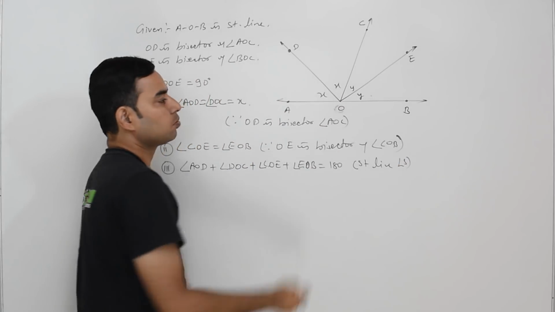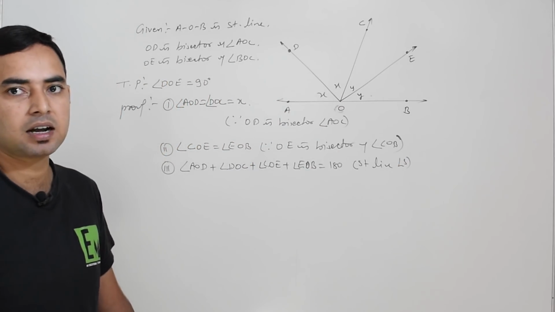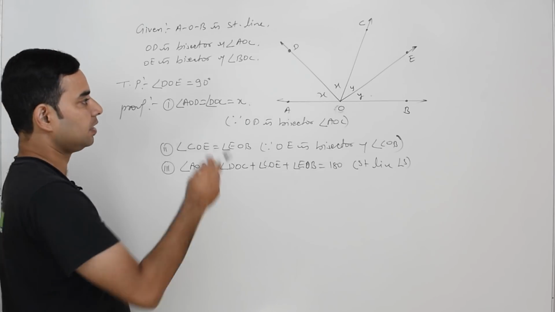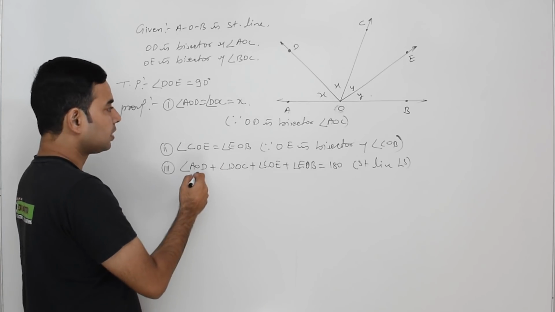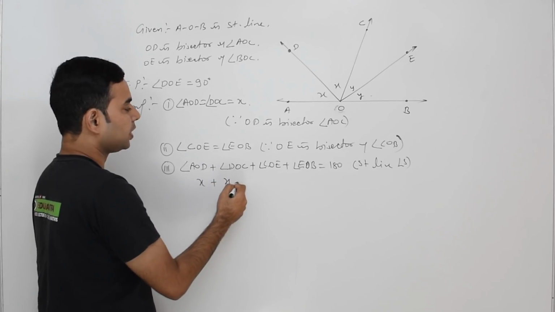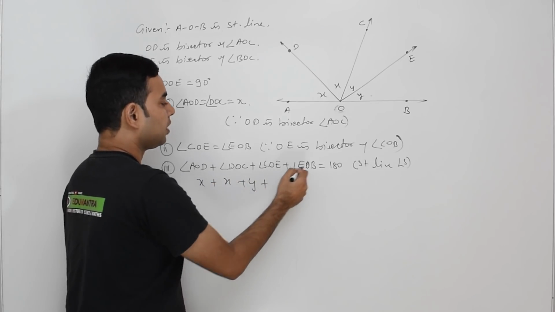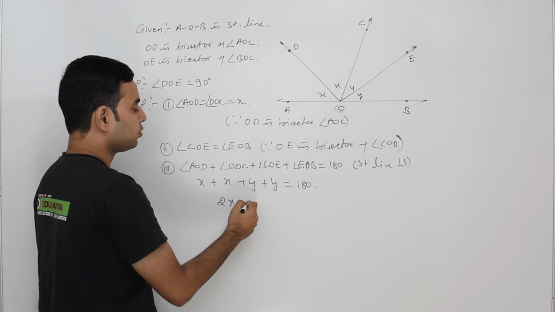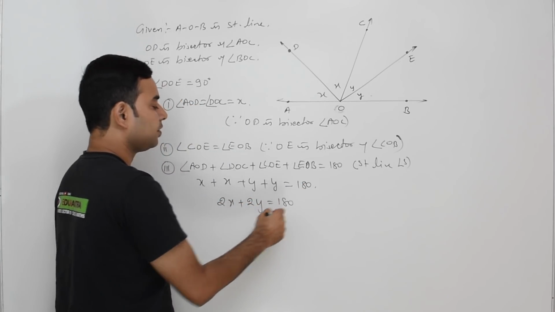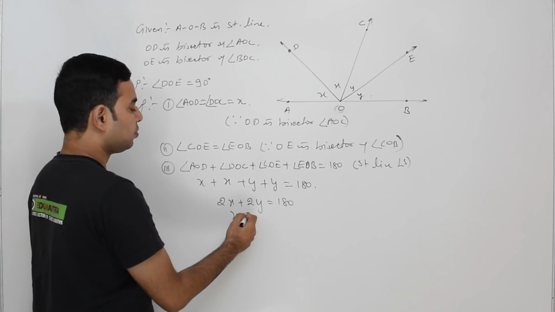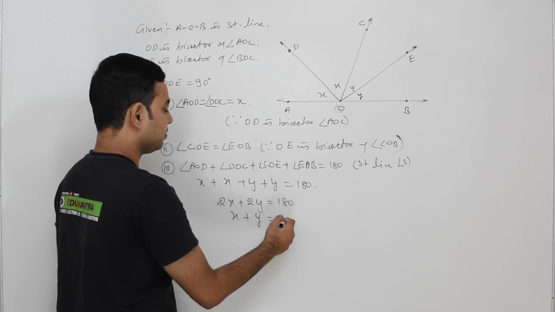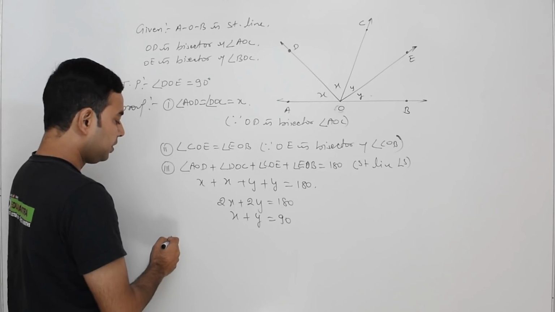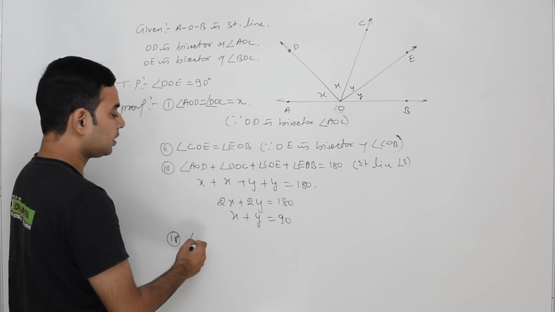All four angles together make 180, that is a straight line, therefore it is 180, because of straight line angles. This is x, this is also x, this is y, and this is y, so it is equal to 180. It means that 2x plus 2y equals 180. Dividing through by 2, we get x plus y equals 90.